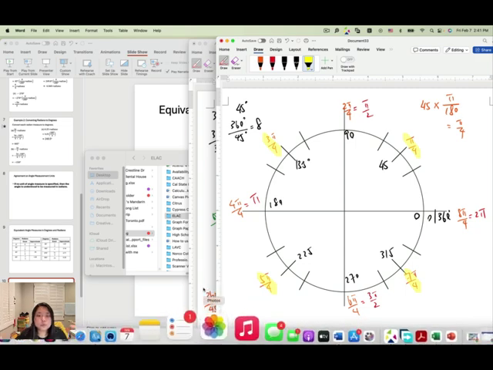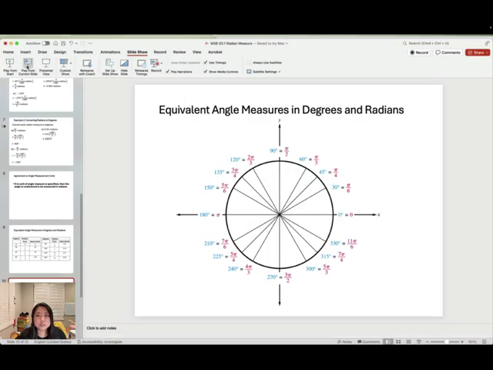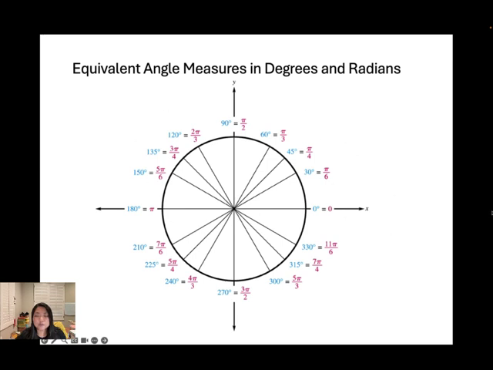Okay, so you're going to get back to this line here. This is how we get from here. Okay, so when I combine these two, you're going to have this unit circle in the degrees and radian.